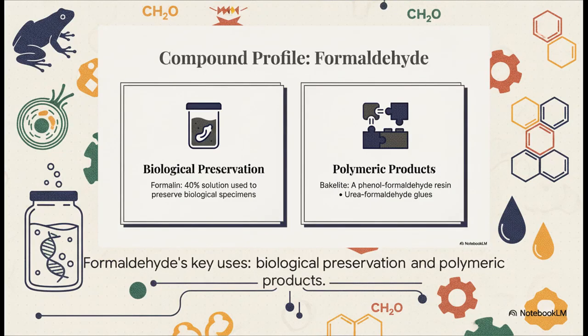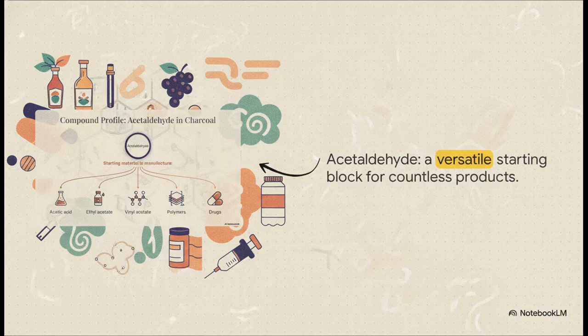Let's zoom in on a really famous one, formaldehyde. You probably heard of it as formalin, right? That's what's used to preserve biological specimens. The classic frog in a jar from high school biology. But here's the crazy part. That exact same basic molecule is also an absolute beast at creating polymers. It's the backbone of things like bakelite, which was one of the very first synthetic plastics, and those super tough urea formaldehyde glues.